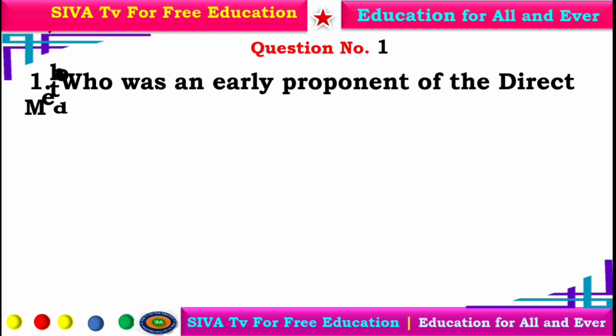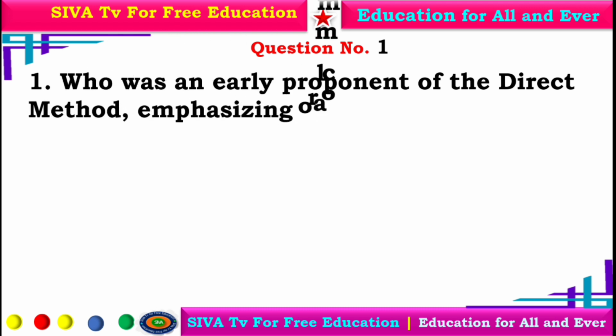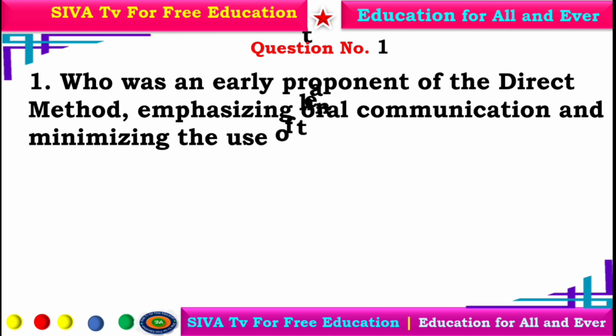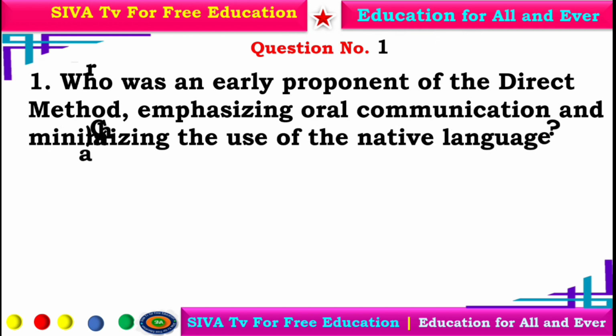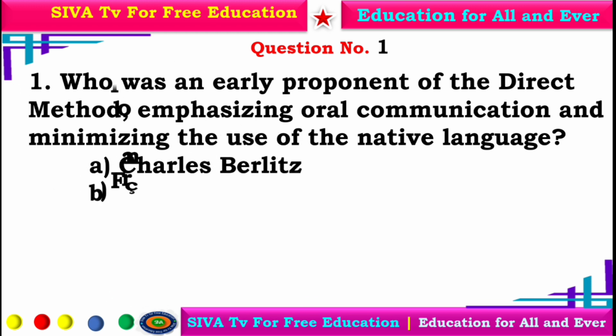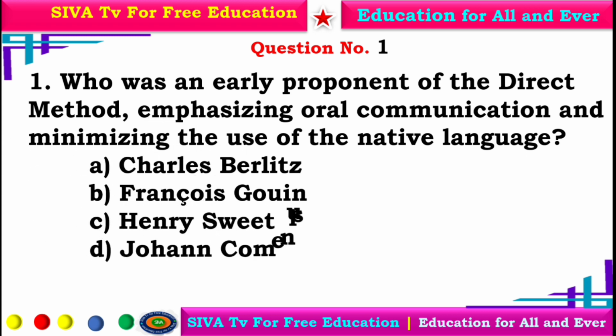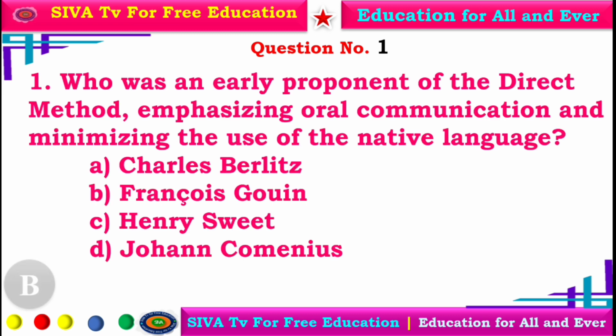Who was an early proponent of the direct method, emphasizing oral communication and minimizing the use of the native language? Option A, Charles Berlitz. Option B, Francois Gouin. Option C, Henry Sweet. Option D, Johann Comenius. The correct answer is option B, Francois Gouin.